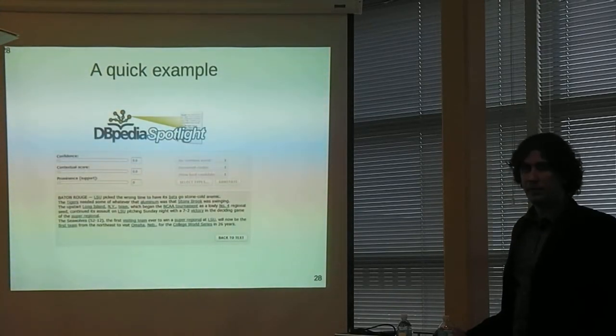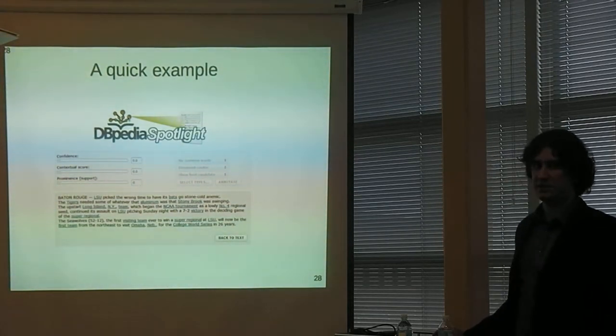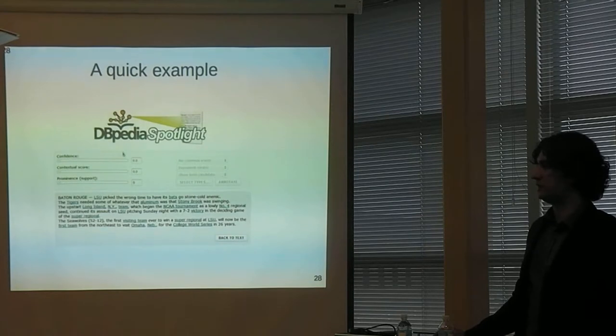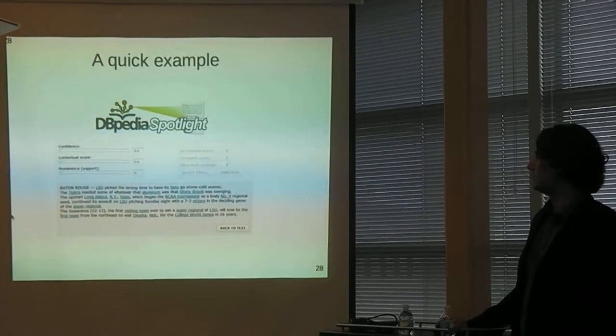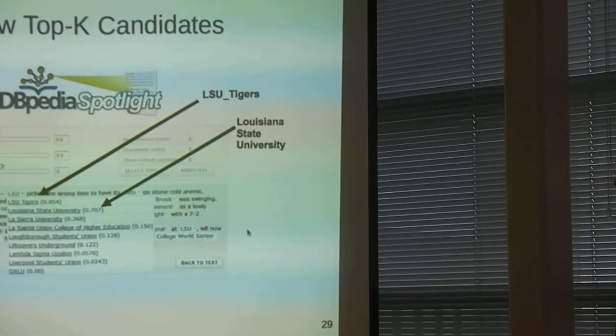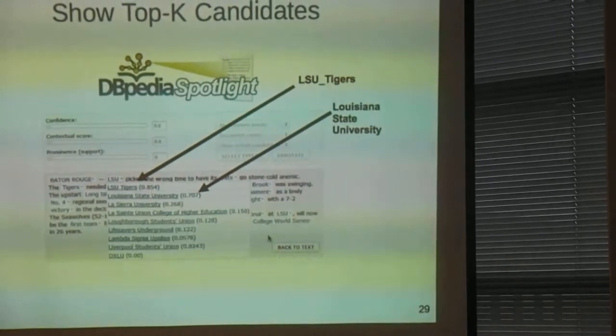So a quick example from the tool. This is the interface of the web application that we built to allow people to interact with the system. What you do is you enter some text in this field, you click annotate, and this is the output that you see. Things that are highlighted here are entities that have been found. If you mouse over them, it shows you what are the entities in the BPDA that they correspond to.